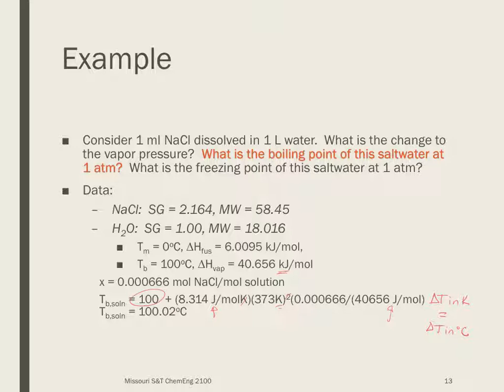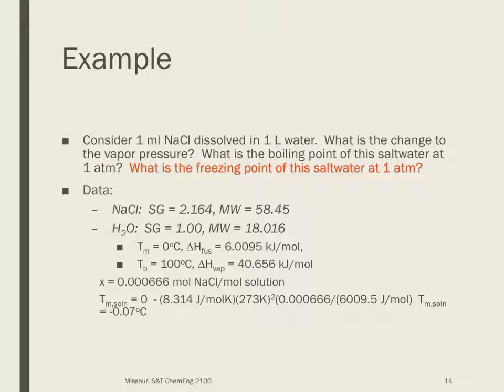The units are correct. And so in this particular case, it's a very small boiling point elevation if I have a solution that's non-dissociative, non-reactive, etc. Okay, so the predicted boiling point elevation is 100.02 degrees C. And the freezing point depression, similar kind of situation, again checking all the units, and we find that it's negative 0.07 degrees C.